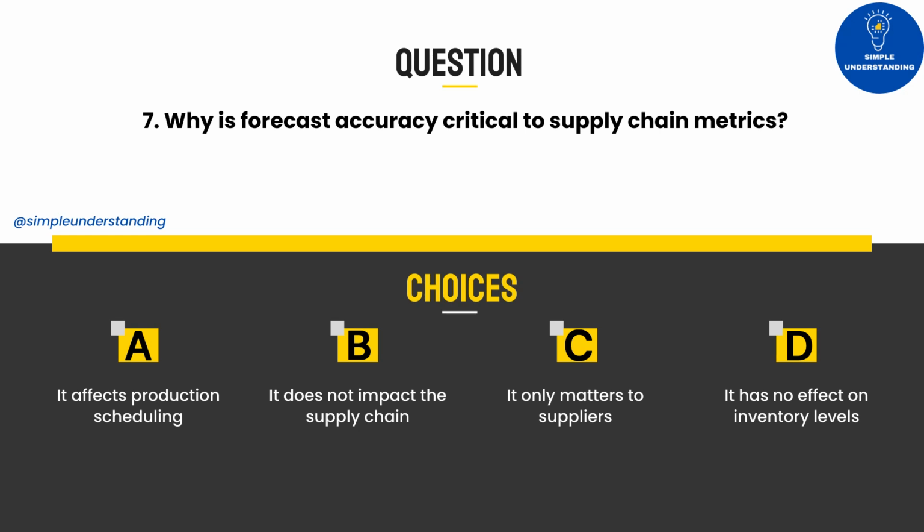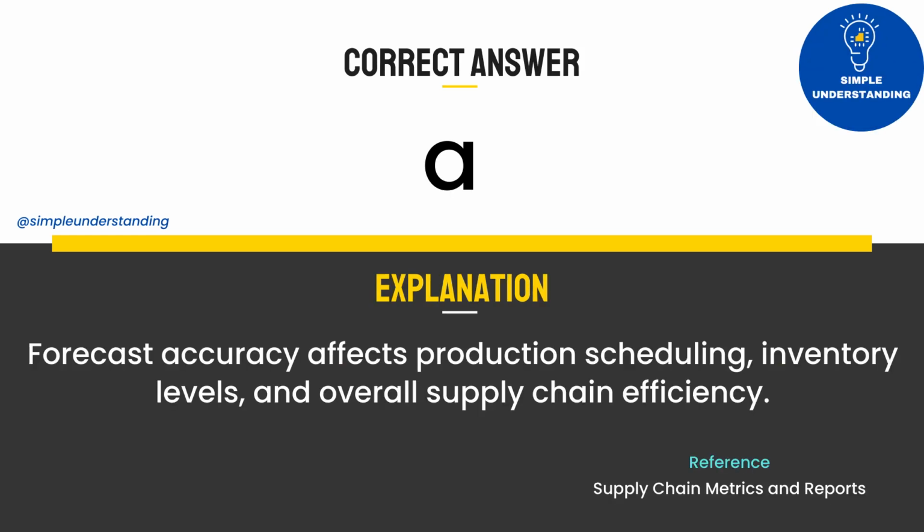7. Why is forecast accuracy critical to supply chain metrics? A. It affects production scheduling. B. It does not impact the supply chain. C. It only matters to suppliers. D. It has no effect on inventory levels. Correct answer: A. Explanation: Forecast accuracy affects production scheduling, inventory levels, and overall supply chain efficiency.